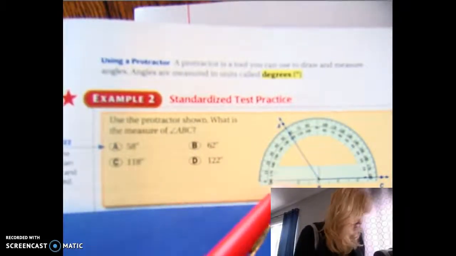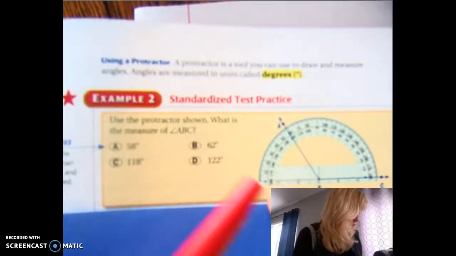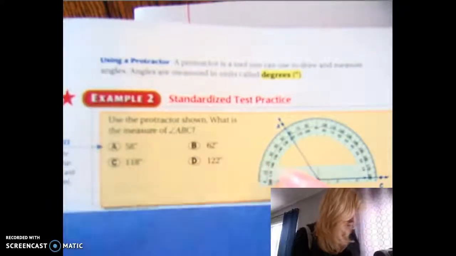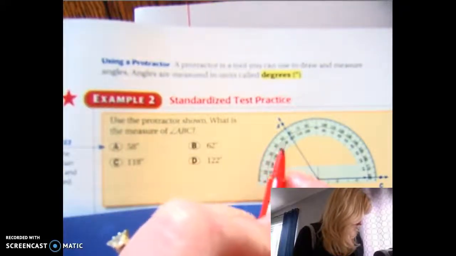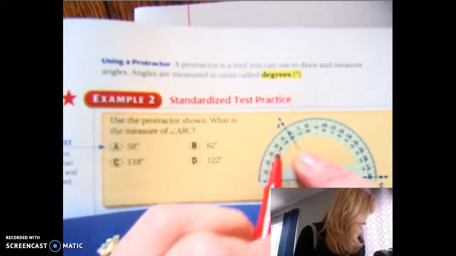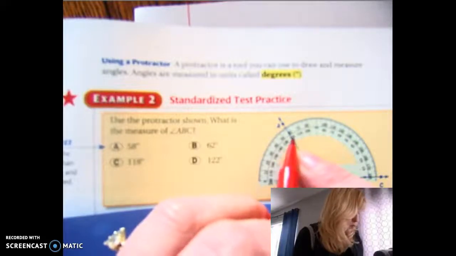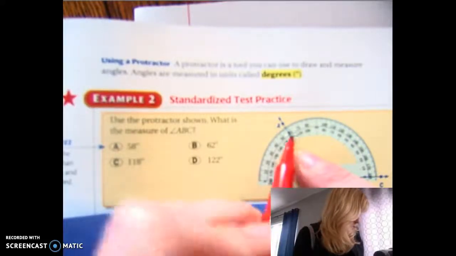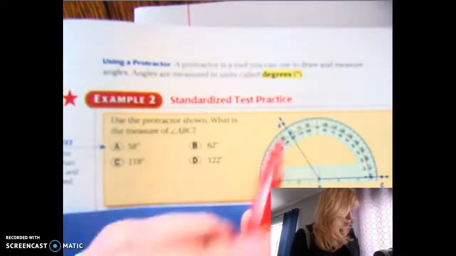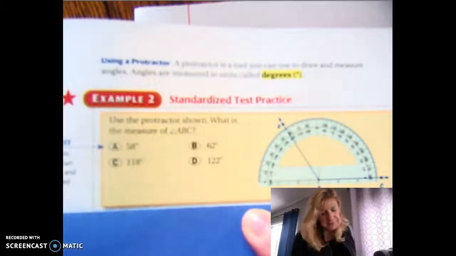If you have your book out and you can see it, because it's not showing up well, I apologize for that. Right here is 180, 170, 160, 150, 40, 30, 20. So it's going up when you go this way. So this is a couple clicks above the 120. 118 would be between 110 and 120. So I can see right away that it is D, 122.